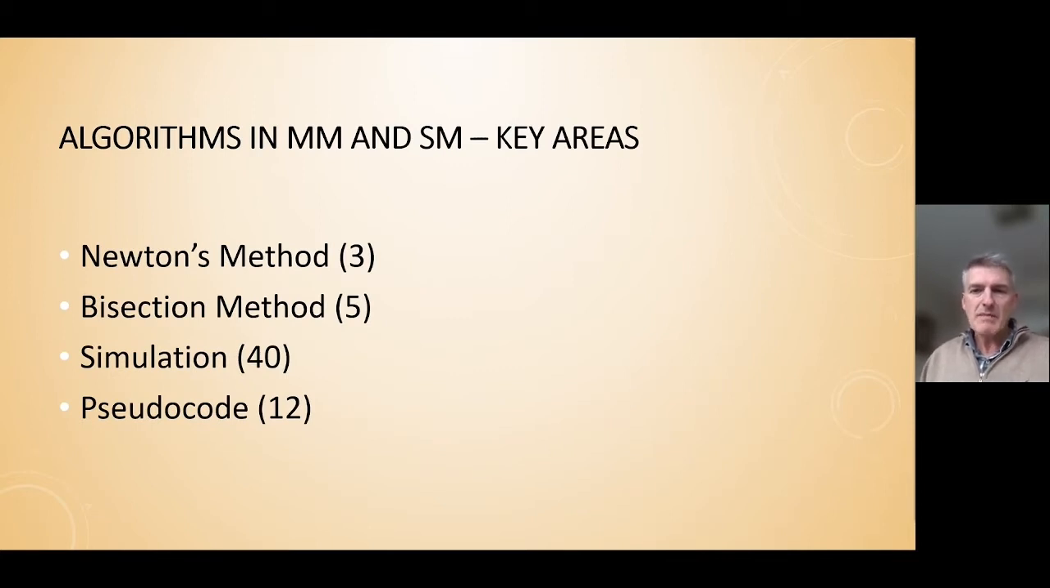In Math Methods and Specialist Maths, the main areas where we apply algorithms are in Newton's method, which is an algorithm for finding the roots of a function, the bisection method, which does the same thing, in probability and simulation, and in using pseudocode. Now, many of you would therefore be pleased to know that no background in programming is needed to approach any of the new material in the study design or in the Cambridge resources. Those numbers next to these titles are the number of times that these words are referenced in the new study design.